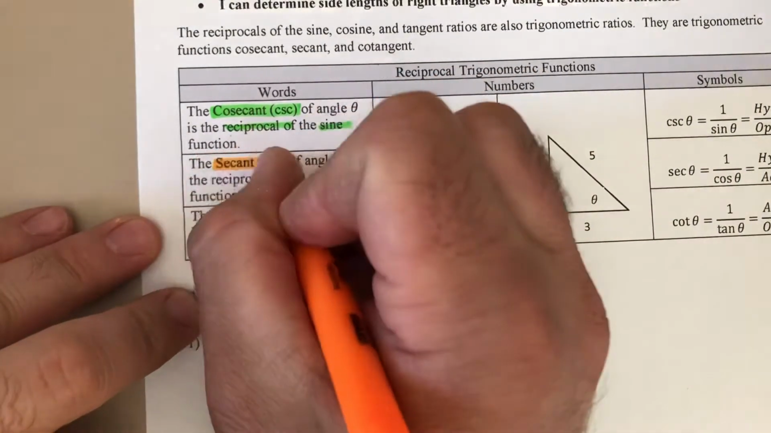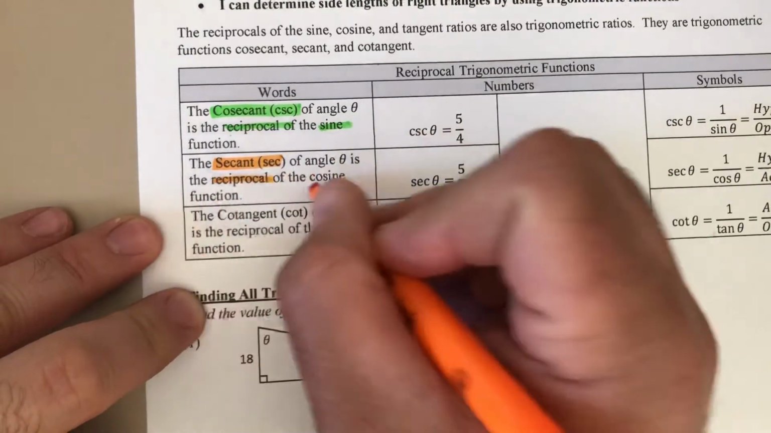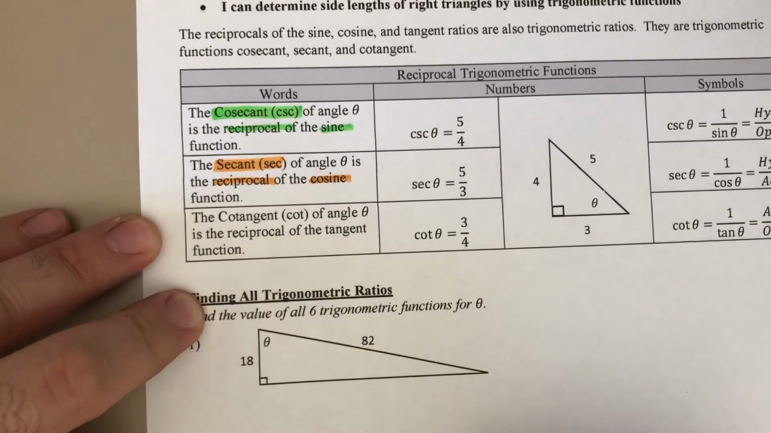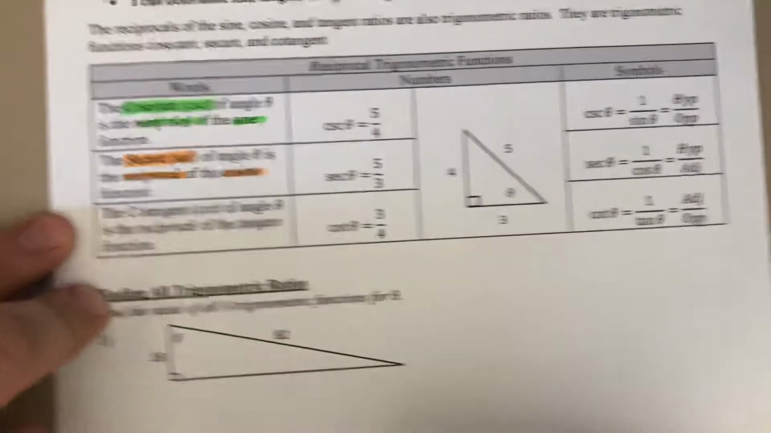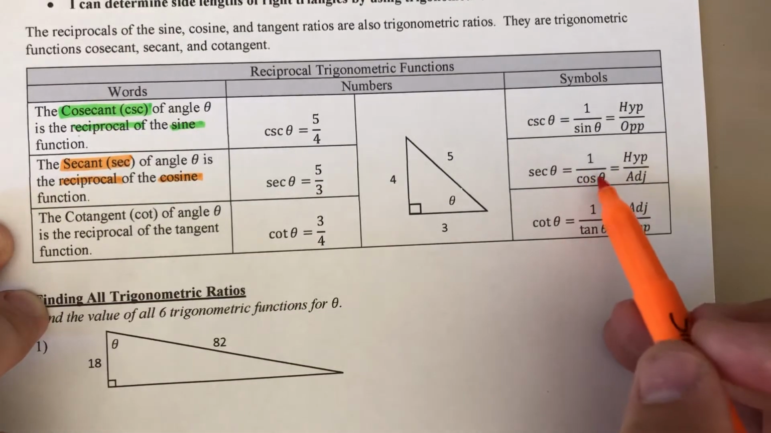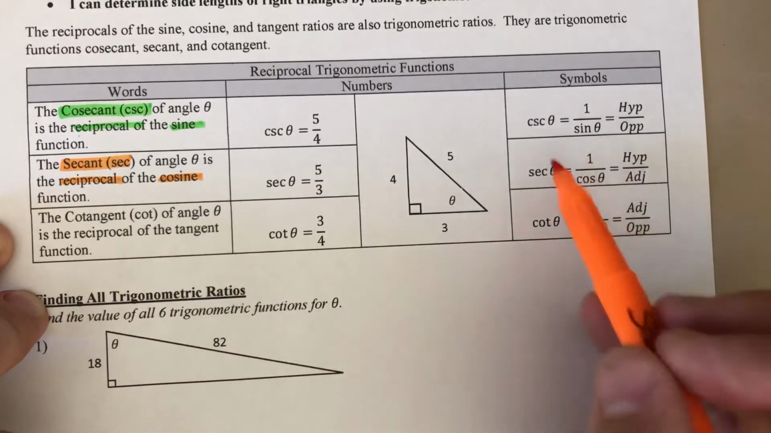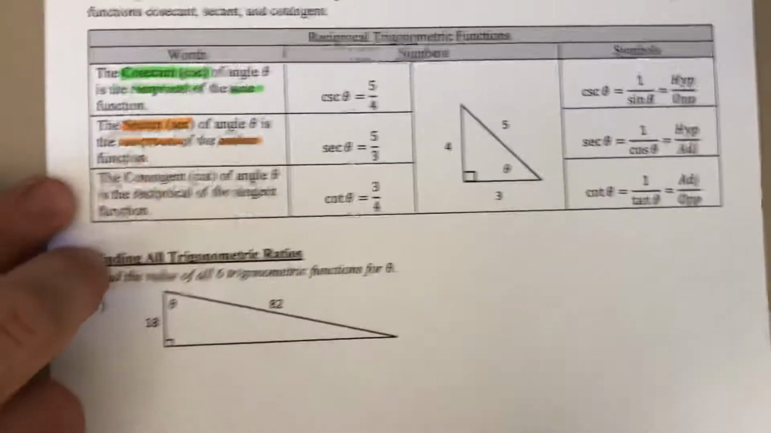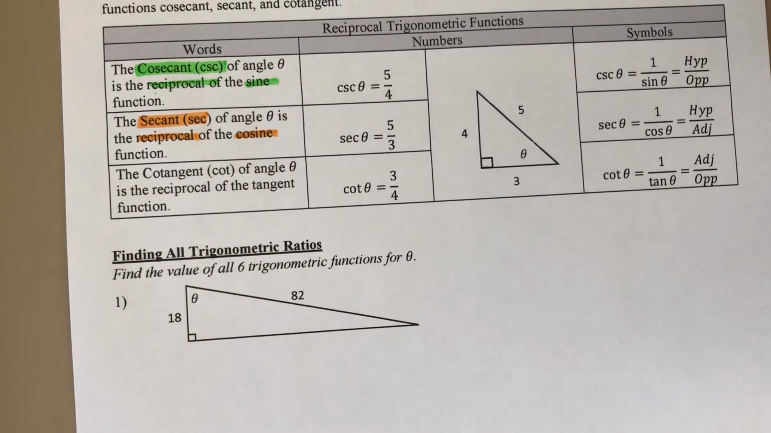The secant of theta is the reciprocal of the cosine, so it's the flip. Cosine is adjacent over hypotenuse, so secant is the flip of that: hypotenuse over adjacent. And the last one, cotangent.